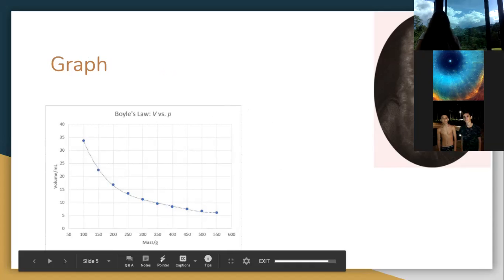Okay, so here's the graph. The graph of V against 1/P, as you can see, is a straight line through the origin. What this means is that the measured volume is inversely proportional to the pressure.